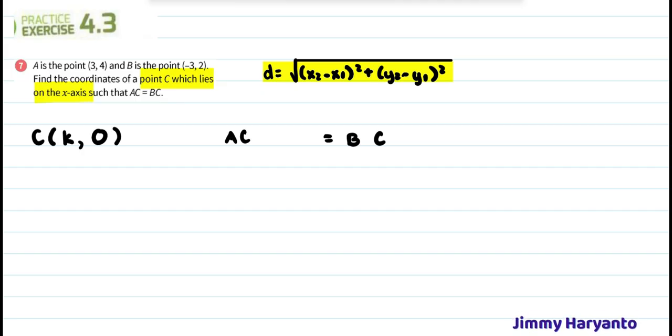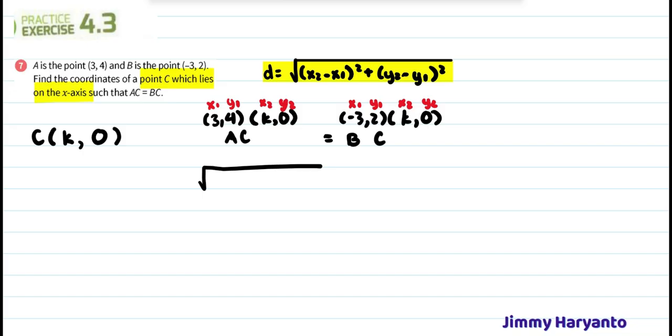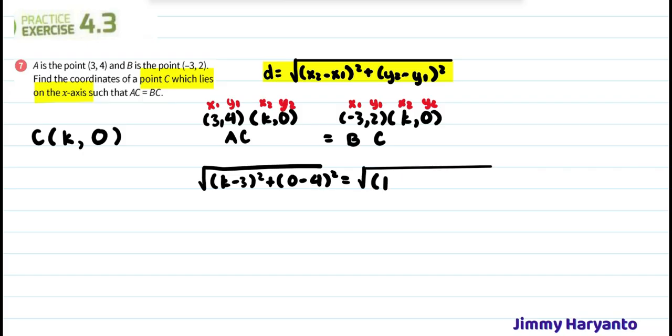Okay, so AC is 3, 4 and k, 0. BC is negative 3, 2 and k, 0. Let's say this one is x1, y1, this one is x2, y2, this one is x1, y1, this one is x2, y2. The formula is square root of x2 minus x1, k minus 3 squared, plus y2 minus y1 squared. For this one, x2 is k minus x1 is negative 3, y2 minus y1 squared.